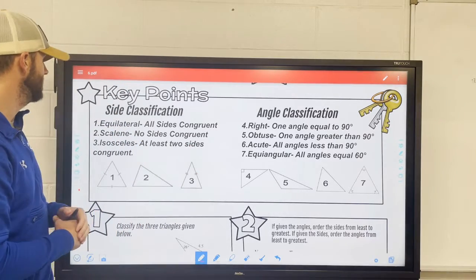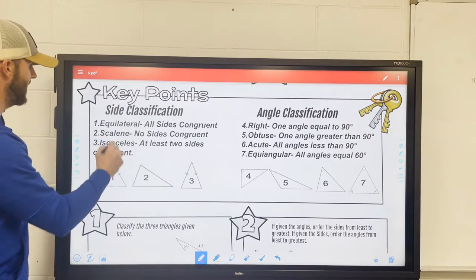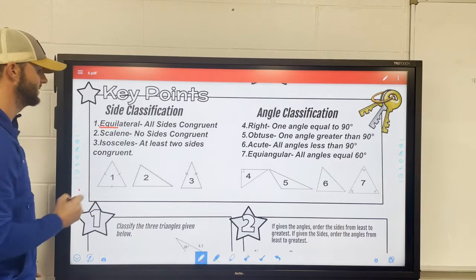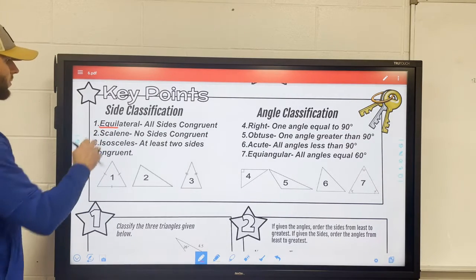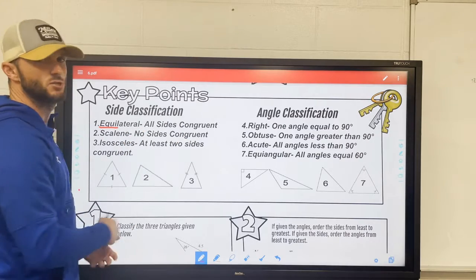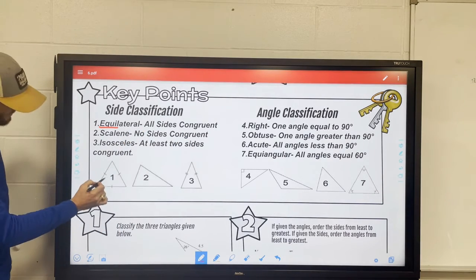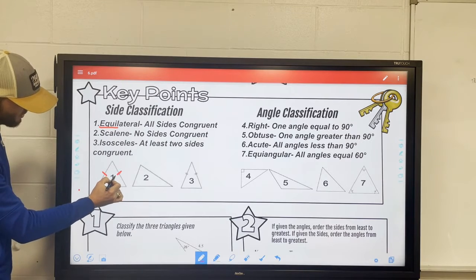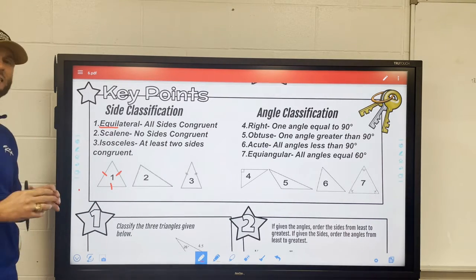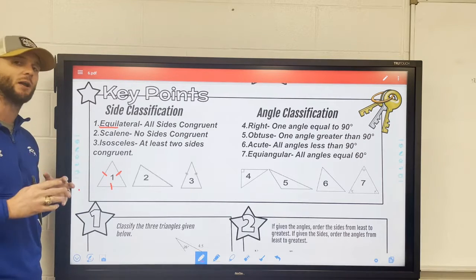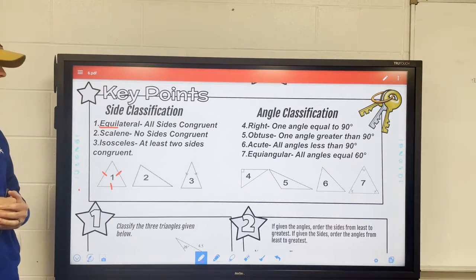The first one we're going to look at is equilateral. The key thing I want you to look at is the word equal is written inside here. It's not spelled the way normally, but that's how it's spelled. The word equal means all sides are congruent to each other. So right here, if you look at triangle number 1, this little mark and this little mark mean all those sides are congruent. So that means it is an equilateral triangle. All sides are congruent to each other, okay?